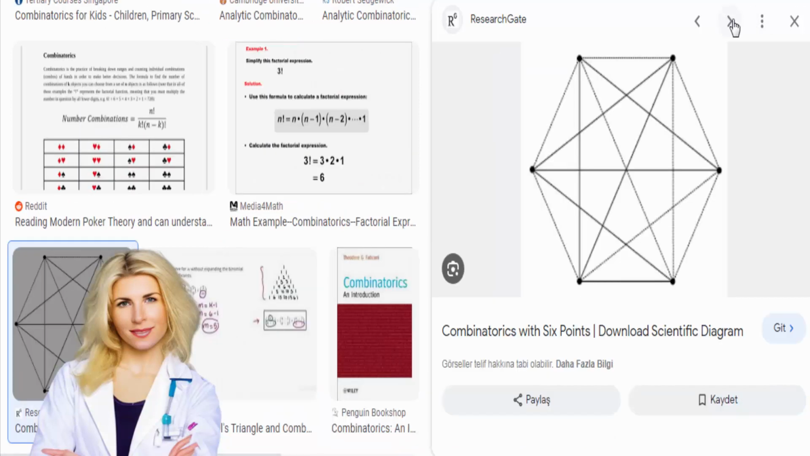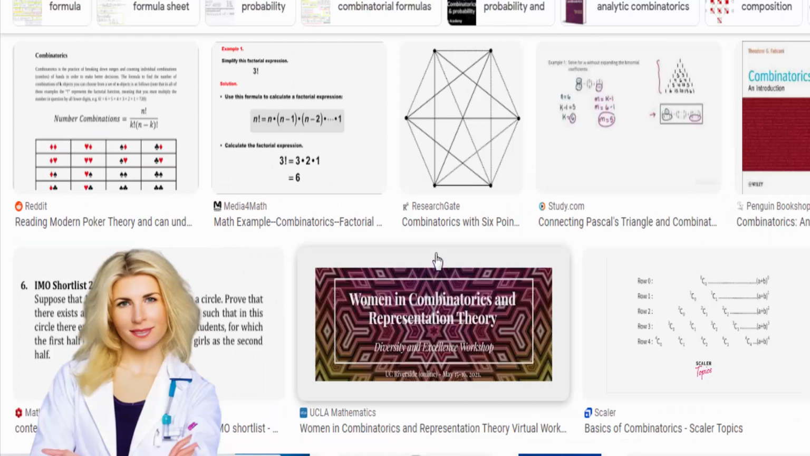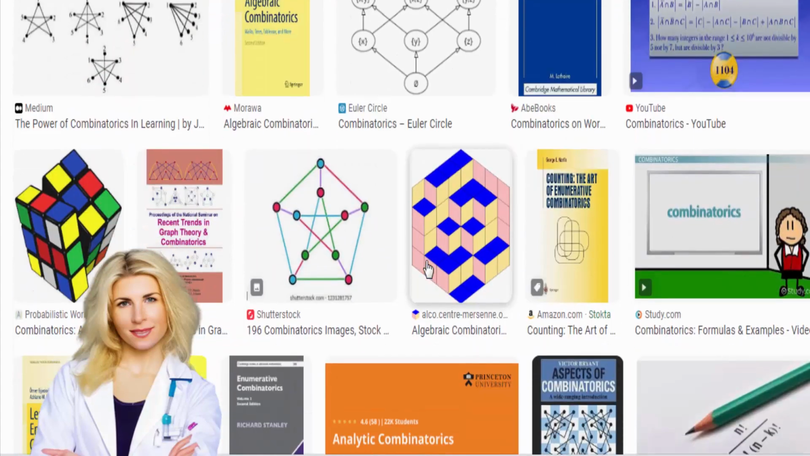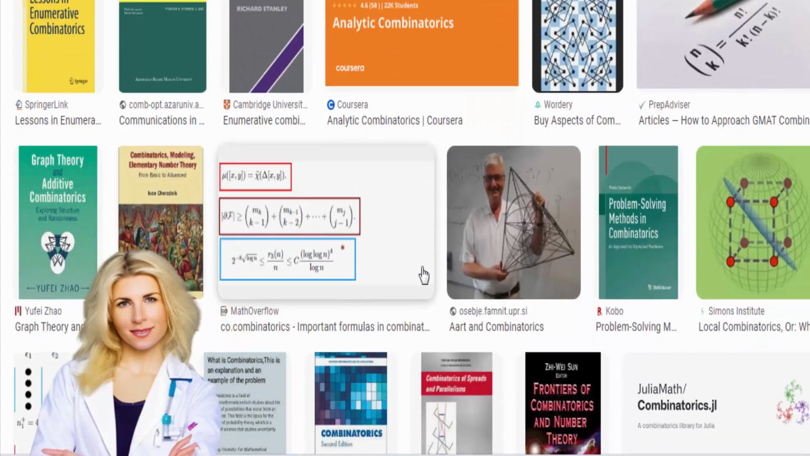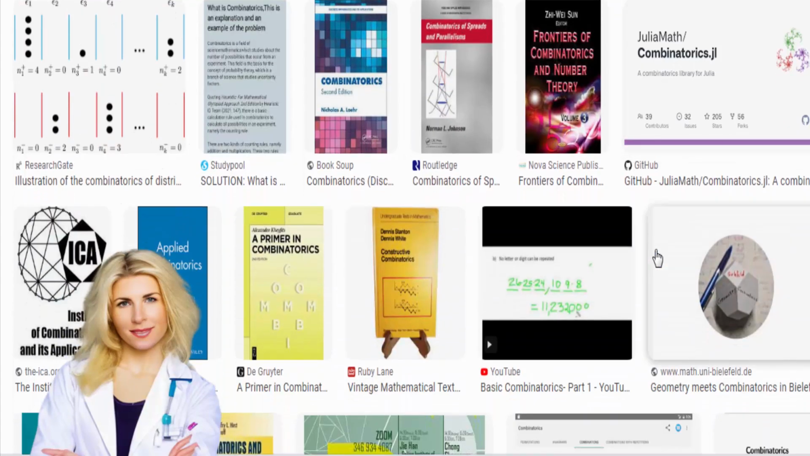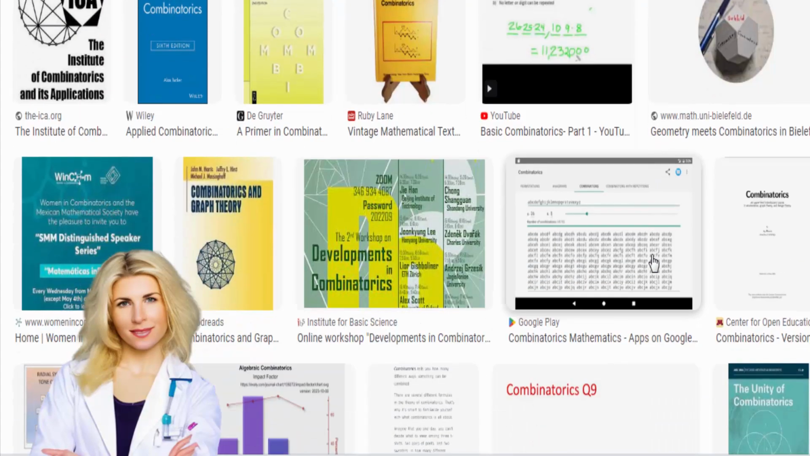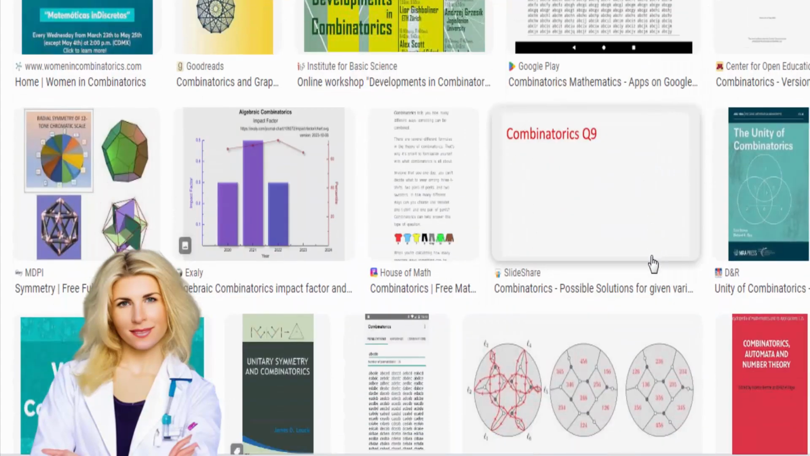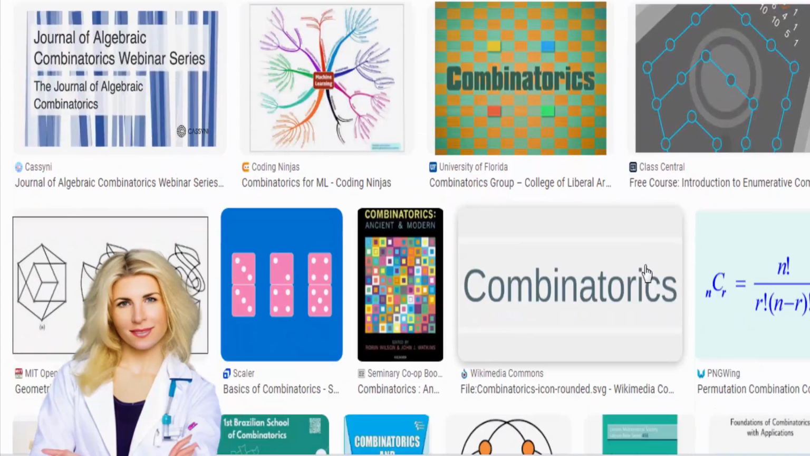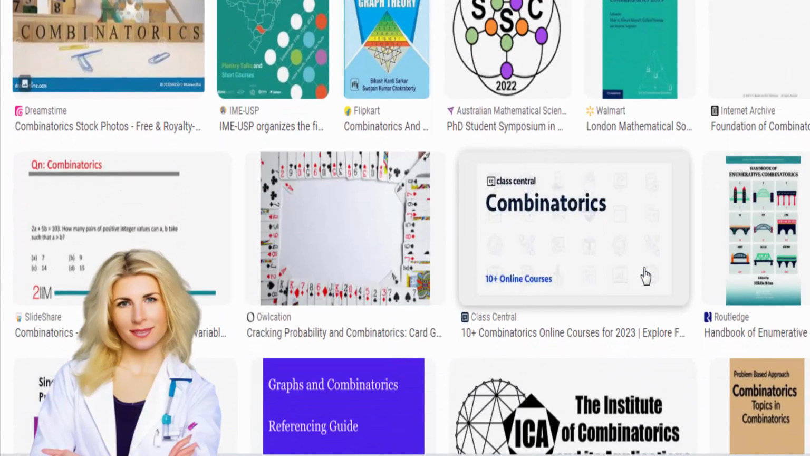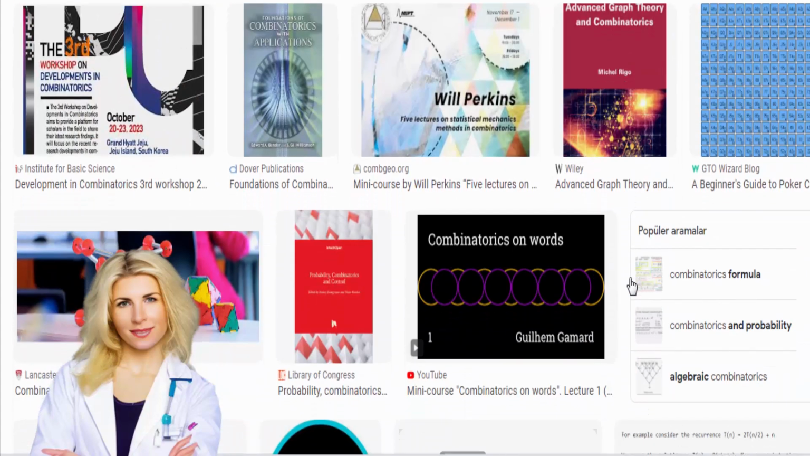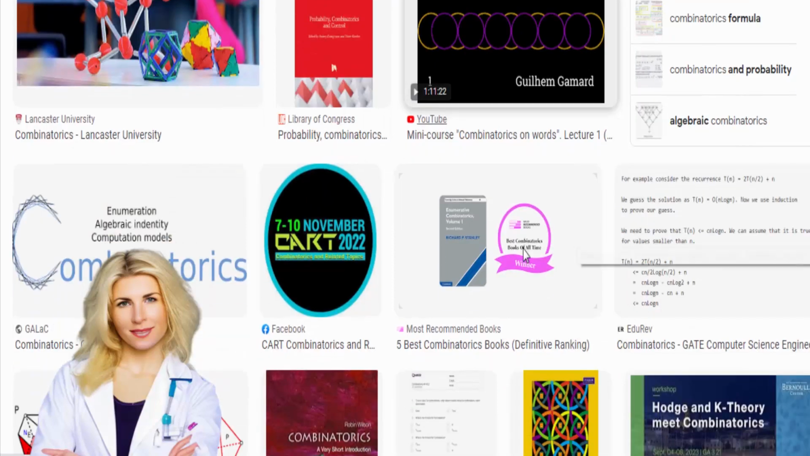Probability and combinatorics. Combinatorics is closely tied to probability theory, as it is used to count the number of favorable outcomes in a sample space, which is crucial for calculating probabilities. Combinatorial optimization. This field focuses on finding the best solution from a finite set of possible solutions, often using combinatorial methods. Problems like the traveling salesman problem and the knapsack problem fall into this category. Combinatorics is a versatile and powerful tool in various scientific and practical applications, as it provides a framework for solving problems related to counting, arrangement, and selection in a systematic and efficient manner.